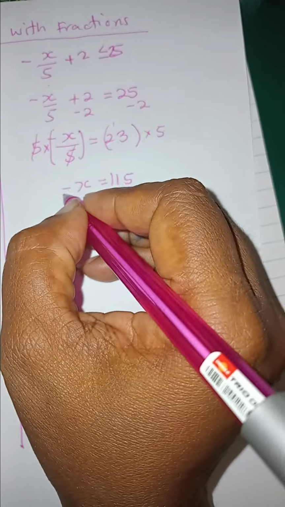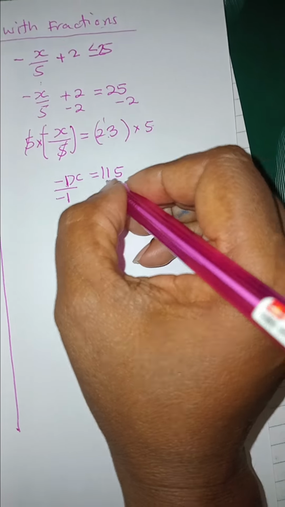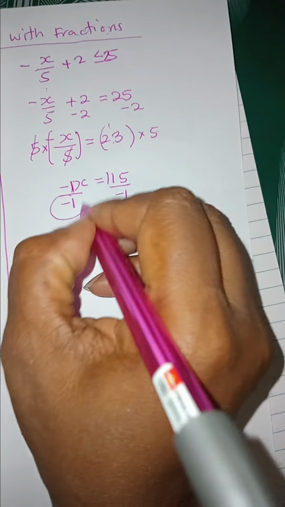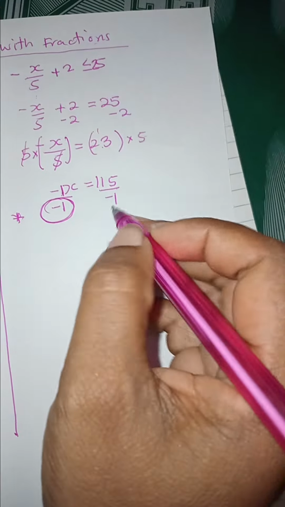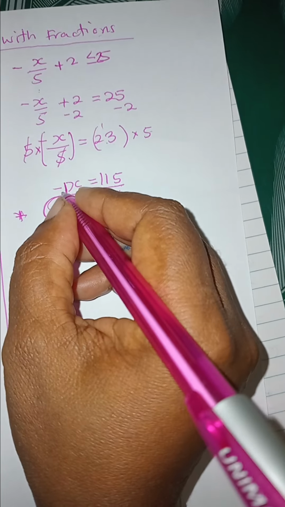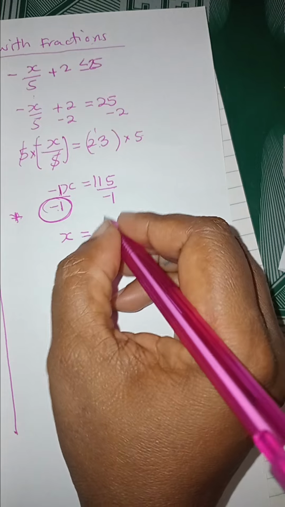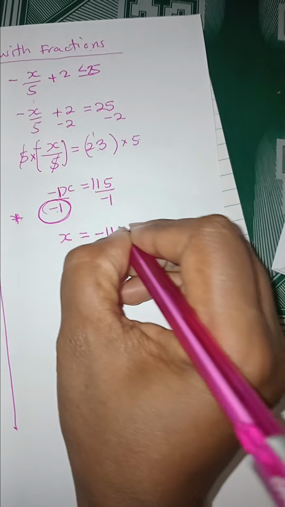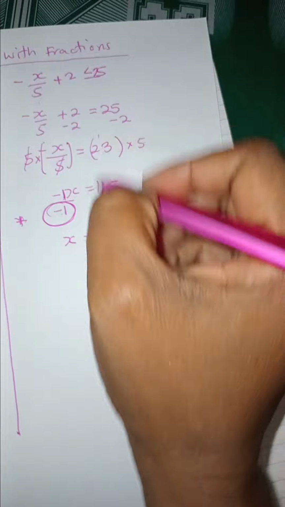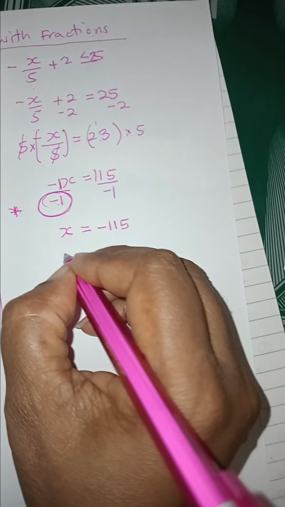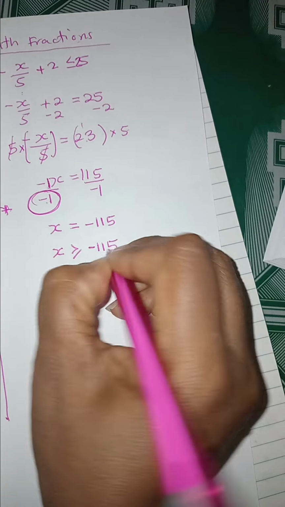Right, and then we divide both sides by negative 1. There's a hidden coefficient of 1 here. So we divide both sides by negative 1, and take note we are dividing by a negative number, so our less than sign will be changed to a greater than sign in the end. Alright, so negative 1 divided by negative 1 goes 1, and 1 times x is x, and x is equal to negative 115. Putting in the sign but changing the less than to greater than because we have divided by a negative number, we now have x is greater or equal to negative 115.